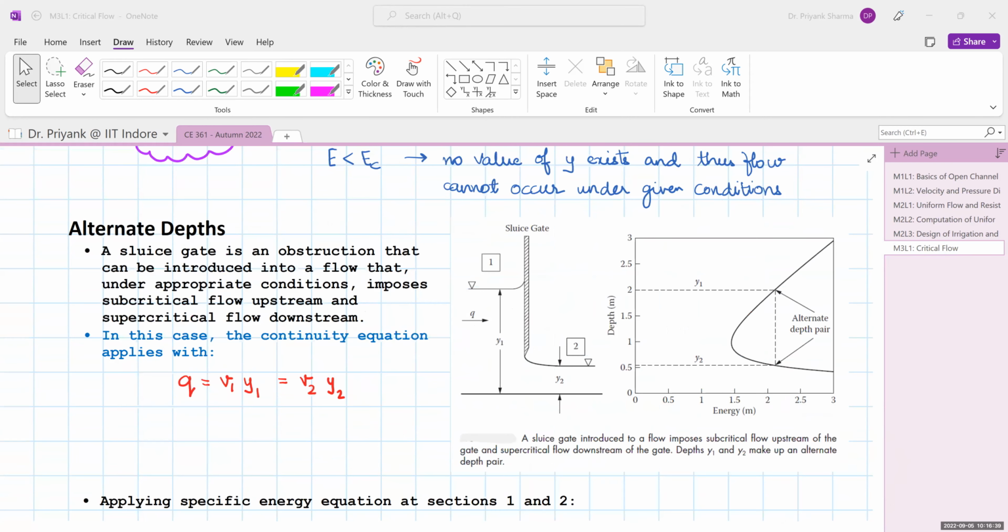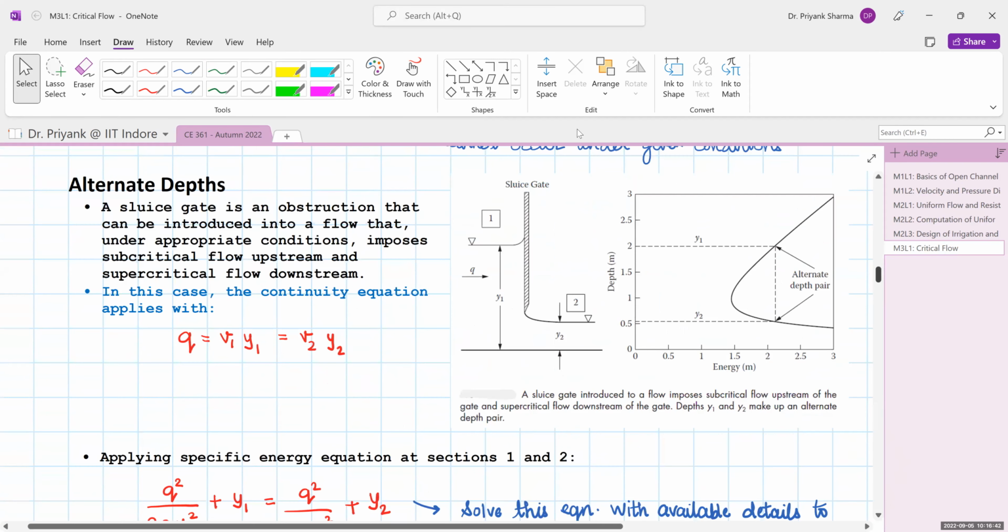Okay, now let us understand about the alternate depths. In laboratory experiments, you have seen that there is a gate which is controlling the flow. That is called a sluice gate. It essentially obstructs the flow such that on the upstream you have subcritical flow condition, and on the downstream you have supercritical. We'll understand what subcritical and supercritical are in the later part of the lecture. So you have two depths, and the notations are just reversed: this is y2 and this is y1. These are the alternate depths, and this is a specific energy curve.